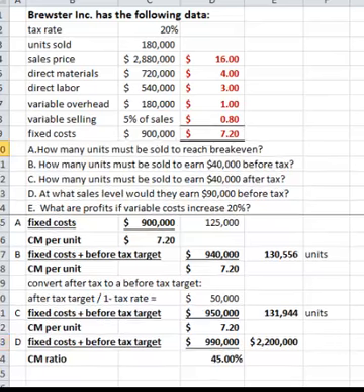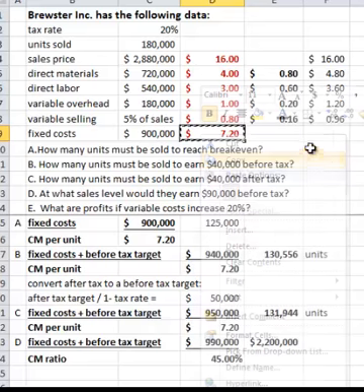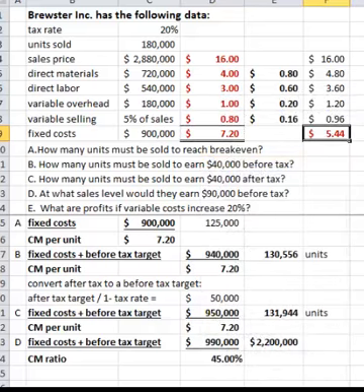E, what are profits if variable costs increase 20%? So we have 4 variable costs. And so if they go up by 20%, they're this new number. So let's inflate them all by 20%. The sales price didn't change. And so the new contribution margin will be $544. So they want to know what will the profits be at this new contribution margin with the inflated variable costs.